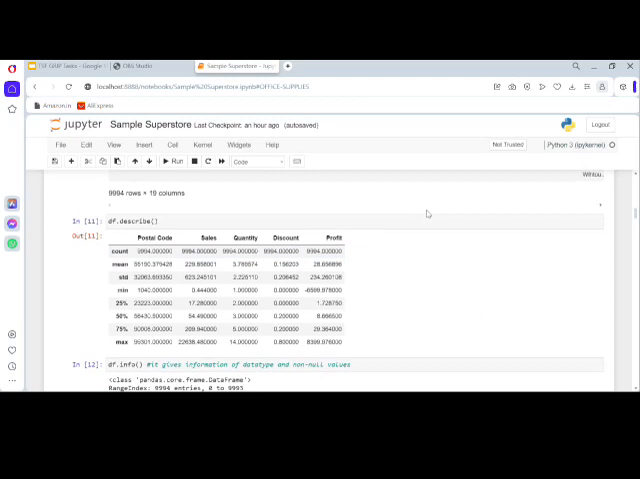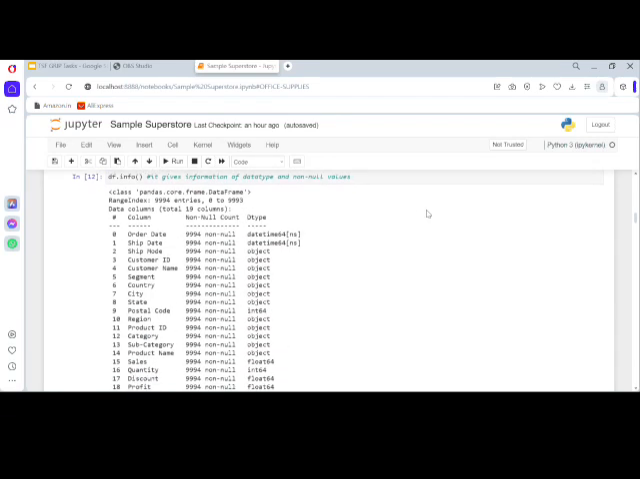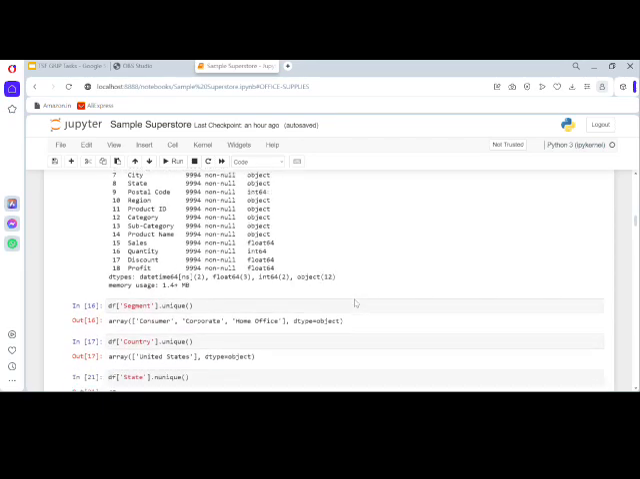We used the describe function here so that we can find the mean, median, and the deviation of all the numerical columns here. Then we used info. It gives us the non-null values and the data type of all the columns. In this, we can see that there are no null values, so we don't need to fill them up, and we don't need to take unnecessary actions. It is already perfect.